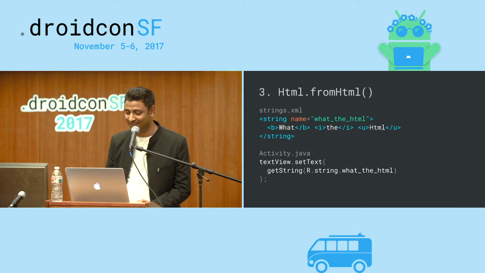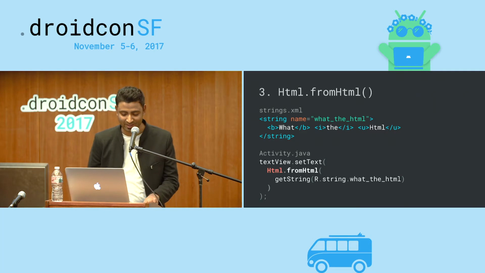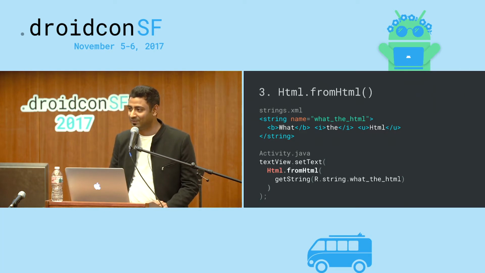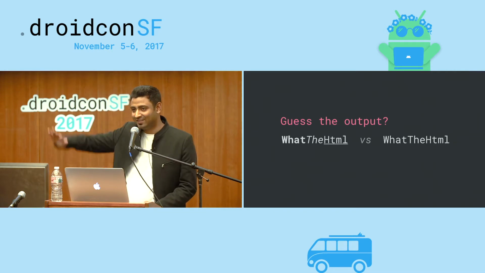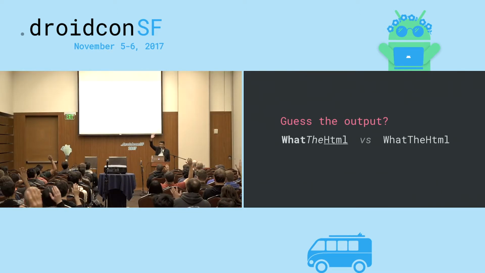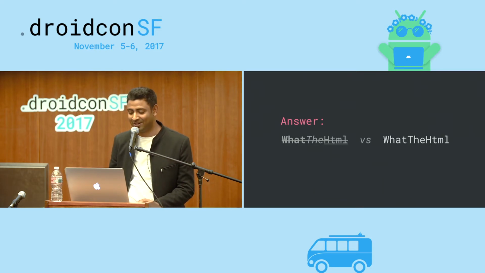Now, what if we further wrap the getString call with an Html.fromHtml call? What happens this time? Will the tags show up? Hands for the left option, and for the right option. There are some people who are not raising their hands at all. There is no third option. They do not show up.